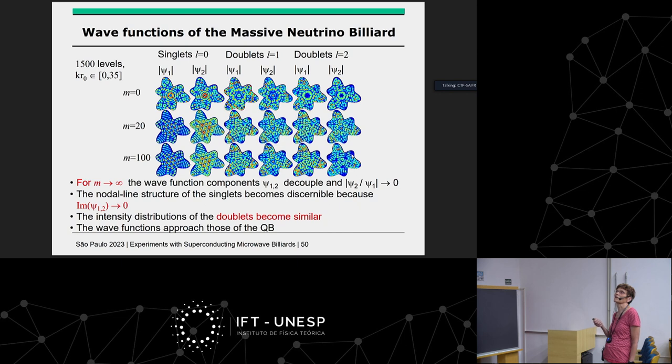And here are the results for the massive neutrino billiards, for mass 0, mass 20, and mass 100. With increasing mass, the structure gets more and more similar to that of the corresponding quantum billiard. When you choose m to infinity, then you are in the non-relativistic limit.